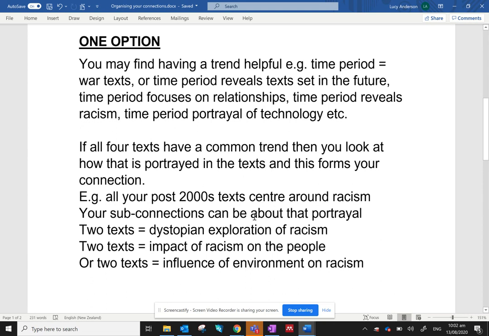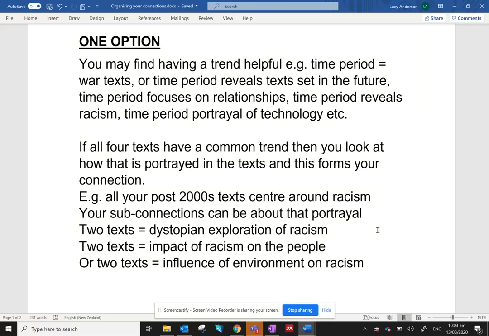So that you can have sub-connections about that portrayal. So, for example, if you've chosen text around racism, you will find that hopefully two of your texts maybe look at a dystopian exploration, so the worst case scenario, the Get Out kind of ones. You might find that within those texts you can see that yes, they're all about racism, but like two of those texts are really focused on the impact of racism on people, or the influence of the environment on racism.